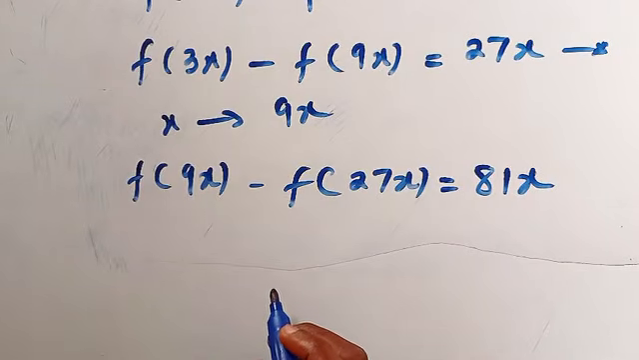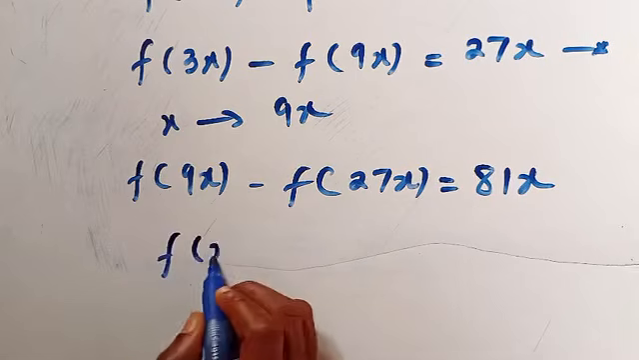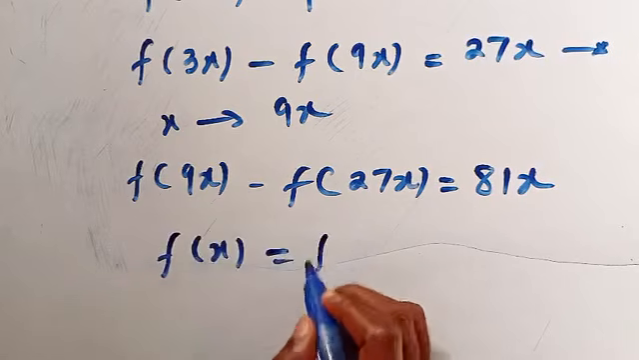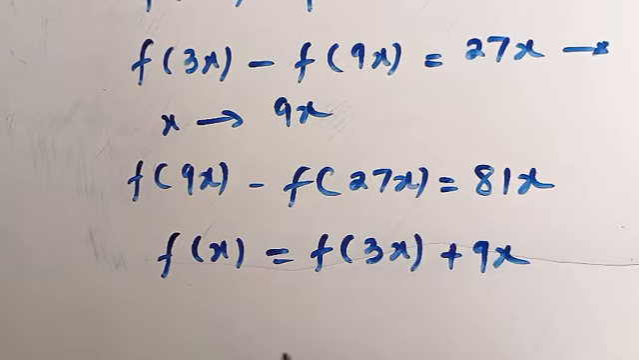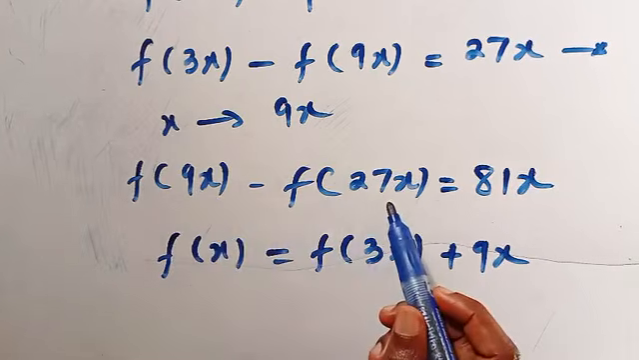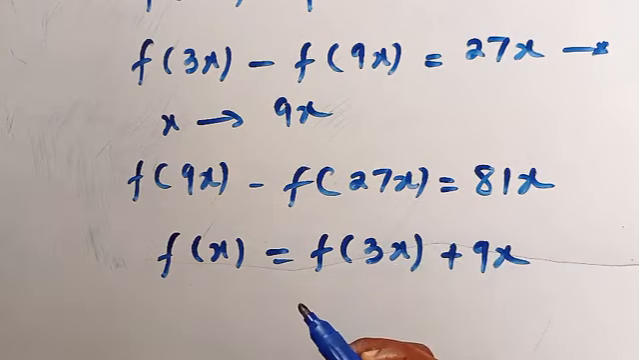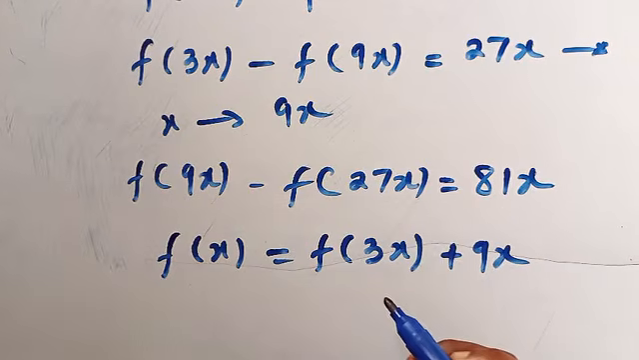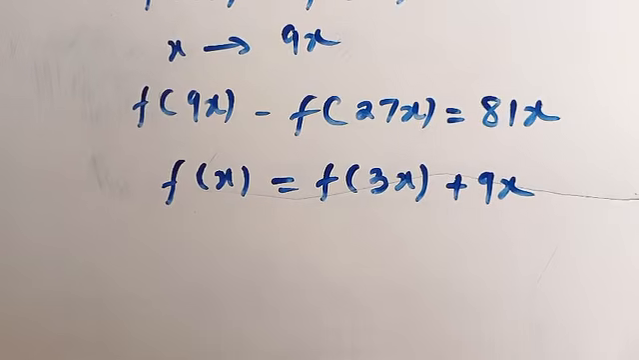But I want to make it general. Let's consider the first equation. When we have f of x, this will be equal to f of 3x plus 9x. The same thing applies to the other ones. f of 9x will be equal to f of 27x plus 81x. Likewise, f of 3x equals f of 9x plus 27x. Now, how can I derive the general format here?